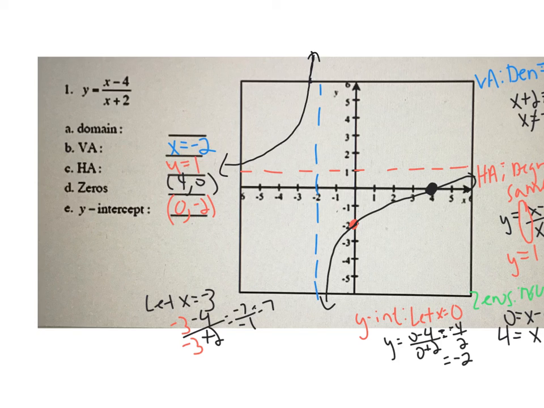So again, every graph looks very different, but if you find those key attributes, it makes it much easier. Oh, we still haven't finished this off. Domain. What is our domain going to be? Well, domain is everything except your vertical asymptotes. Because we have a vertical asymptote at negative 2, we have negative infinity to negative 2, union negative 2 to infinity. And that completes how to graph and find key attributes of our first rational.